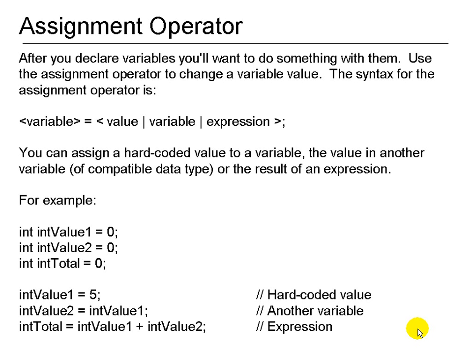result of an expression. So if I have the example down below, I declare three variables, value 1, value 2, and total. In the first one, I assign a value of 5 to value 1. That is a hard-coded value example. 5 is hard-coded. Into value 2, I assign the contents of another variable. So value 2 now stores 5 as well. And then in the last line, I have an expression. That's where you have 2 or more variables with a mathematical operator between them. So int value 1 plus int value 2.